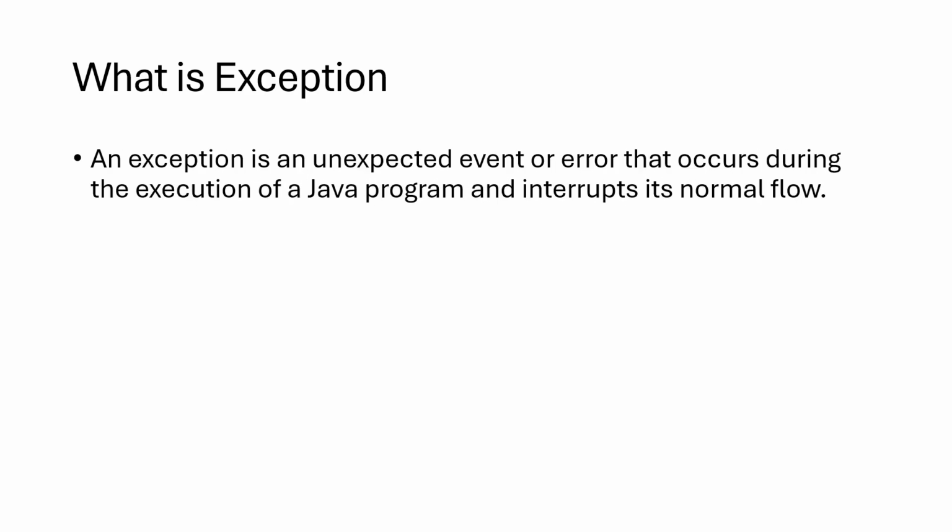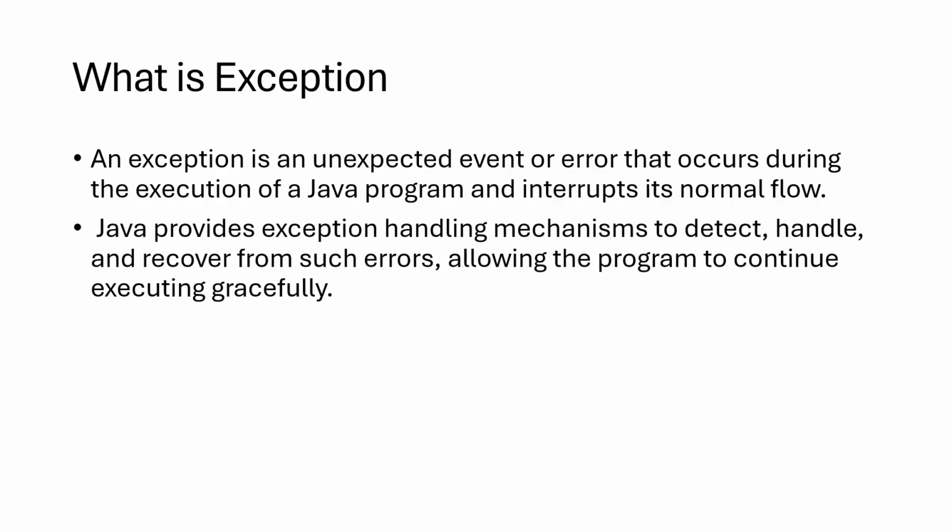So what is an exception? An exception is an unexpected event or error that occurs during the execution of a program, which interrupts its normal flow. So we have a mechanism in Java which detects or handles such errors, allowing the program to continue executing. So let's understand with a code example.